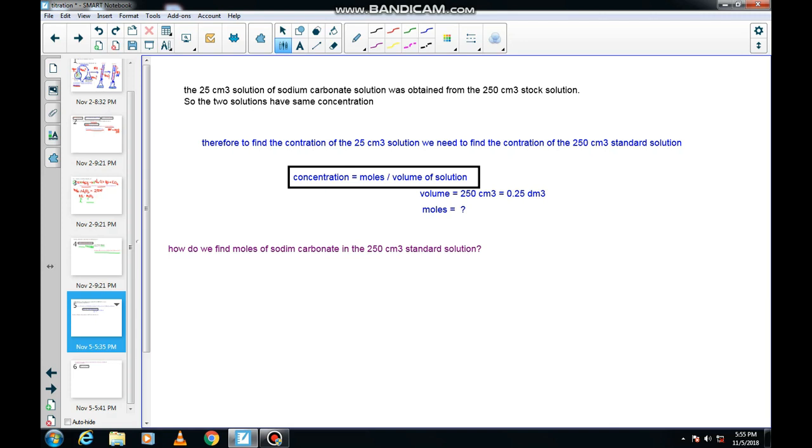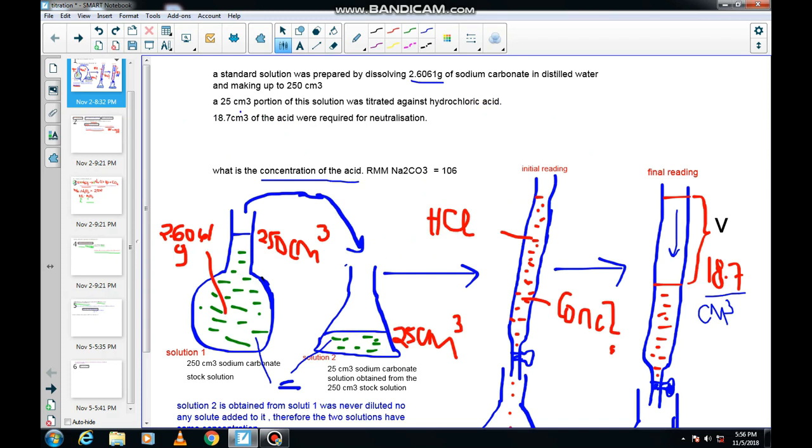The 25 cubic centimeter solution of sodium carbonate was obtained from the 250 cubic centimeter stock solution, and it was not diluted. No solute was added, so the two solutions have got the same concentration. This is what we said earlier on. These two solutions have got the same concentration. They are one and the same thing. The only difference between them is the volume.